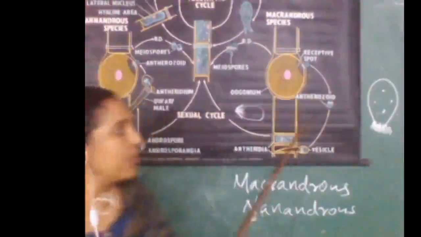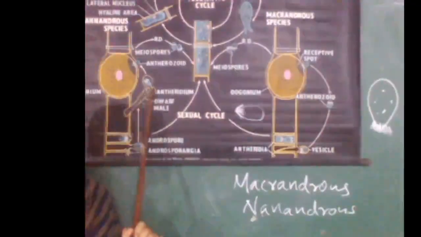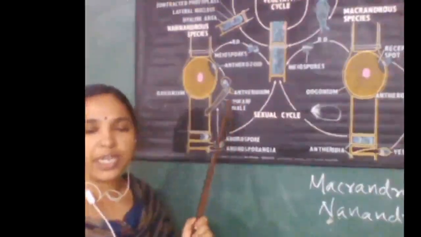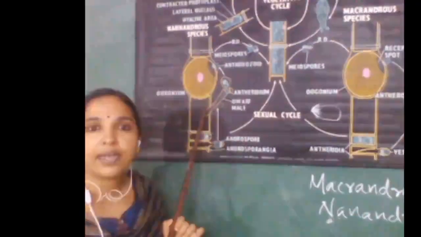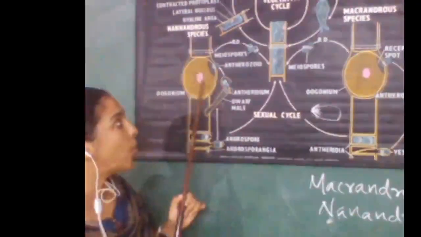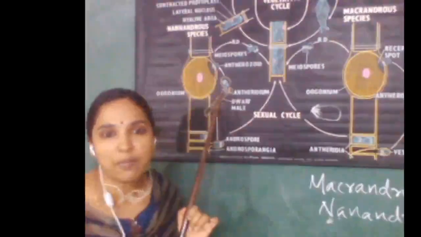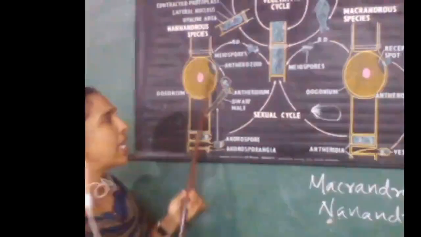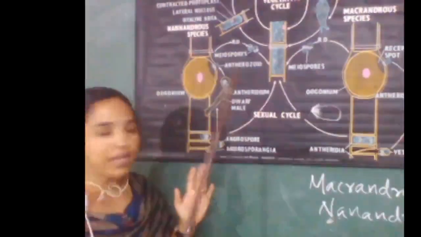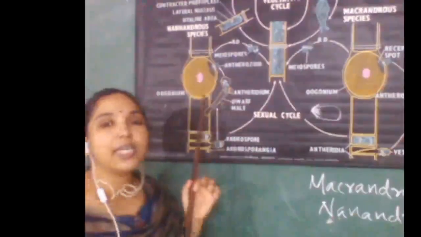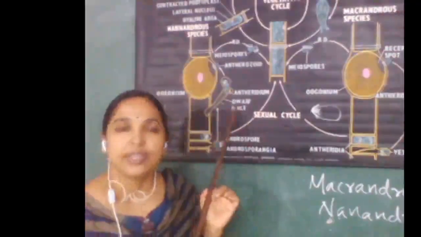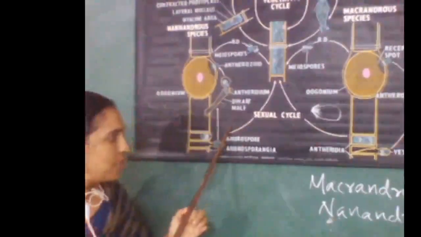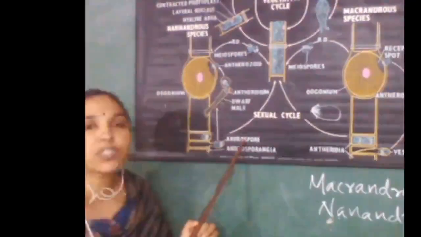Now we are moving on to the Nannandrous type. How does this type of reproduction take place in Nannandrous? Look here. This is a structure in nannandria. What is the Nannandrous type? Oogonia and antheridia are in different filaments. That is the fundamental difference I already told you. This is the oogonium having the receptive spot. How is this antheridial filament produced? It is produced from a structure called androspores.